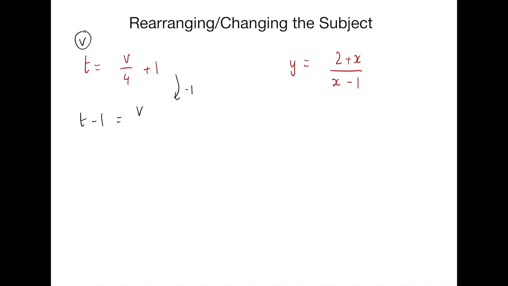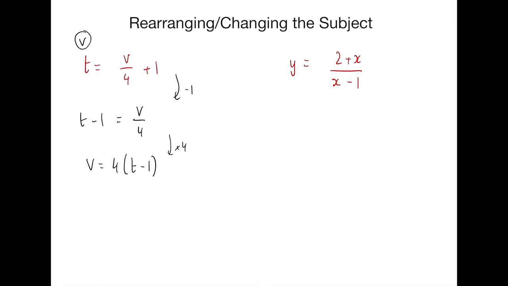The way I always look at it is I always want to get rid of everything that isn't attached to the v first. So you can see here the 4 is kind of attached to the v by the divide sign. So we can move the plus 1 quite easily just by taking away. And then from here, because it's v divided by 4, we would just multiply that by 4. So we get v equals 4 lots of t minus 1, just like that.